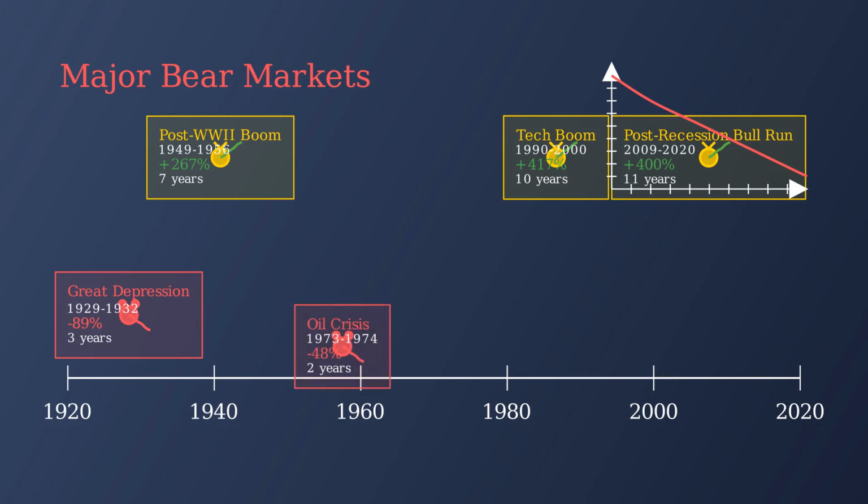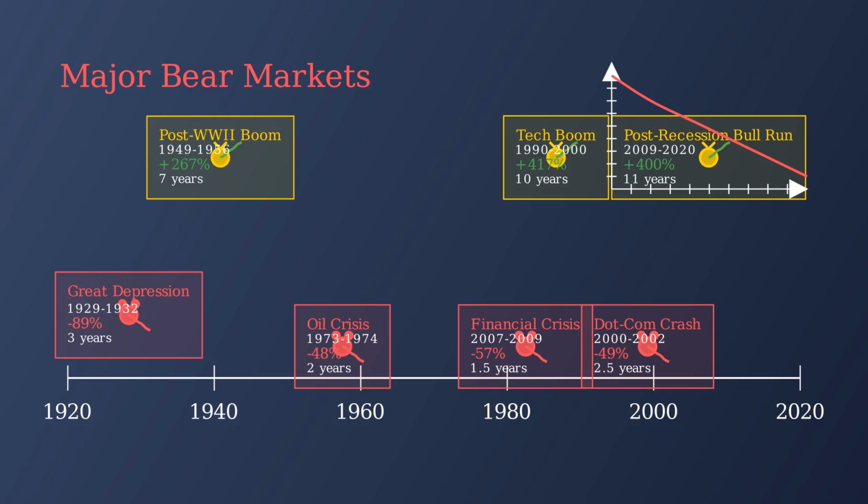The oil crisis of 1973 to 1974 created a bear market with losses of 48% as oil embargoes and inflation ravaged the economy. When the dot-com bubble burst in 2000, markets declined 49% over 2.5 years as overvalued tech companies collapsed. The 2007 to 2009 financial crisis saw markets drop 57% as the housing market collapsed and major financial institutions failed. Most recently, the COVID-19 pandemic triggered an unusually brief but intense bear market in early 2020, with a 34% decline in just 1 month, followed by a remarkably swift recovery.